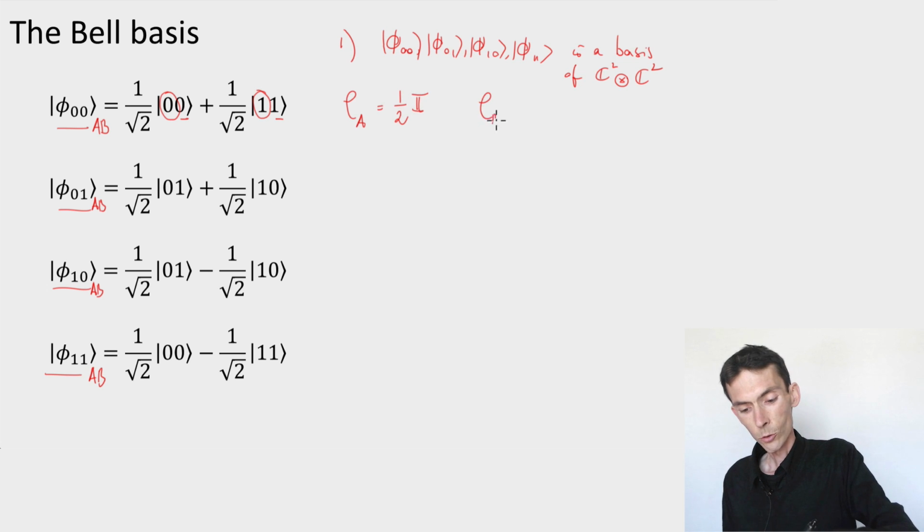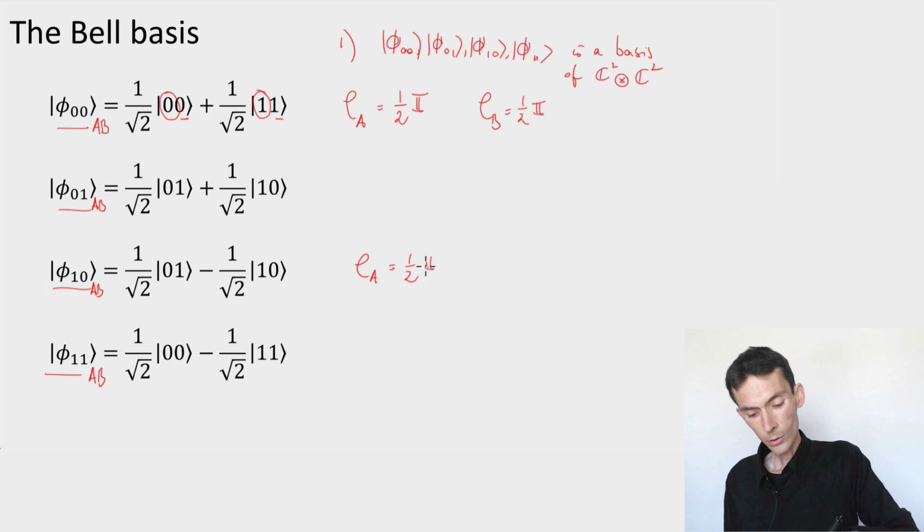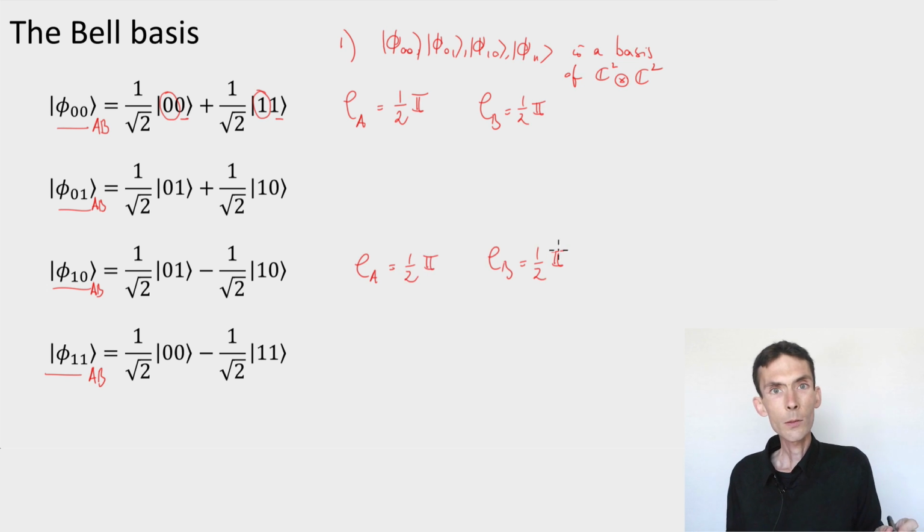And similarly, I could compute Rho B, which is also equal to half identity. We can do the exercise on any of these states. For instance, I could take the third state, I would again measure B in the computational basis, and observe that A is left in the totally mixed state. So the reduced densities here are the same. And what does this mean?